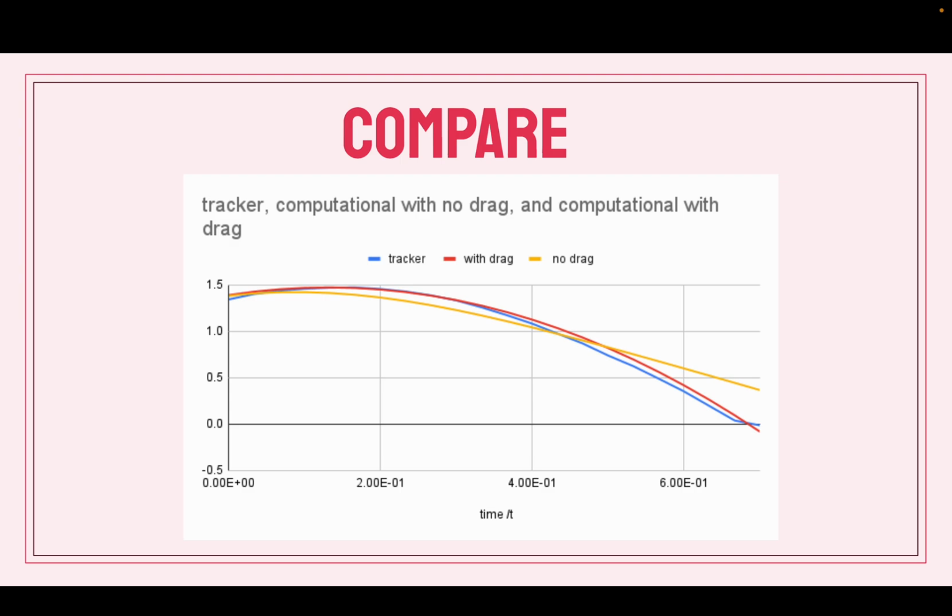So now's a comparison of the Tracker data, the computational model with no drag, and the computational model with drag. As you can see, after adding drag to the computational model, it a lot more closely matched with the Tracker data than it did without drag, and it is a pretty good match, as you can see from the comparison.